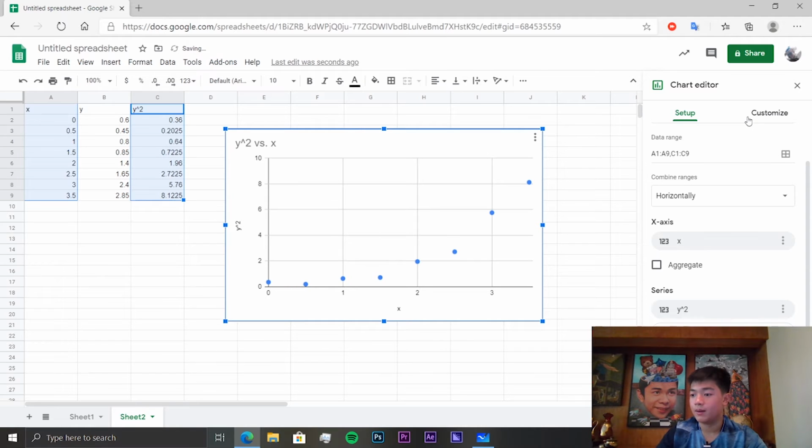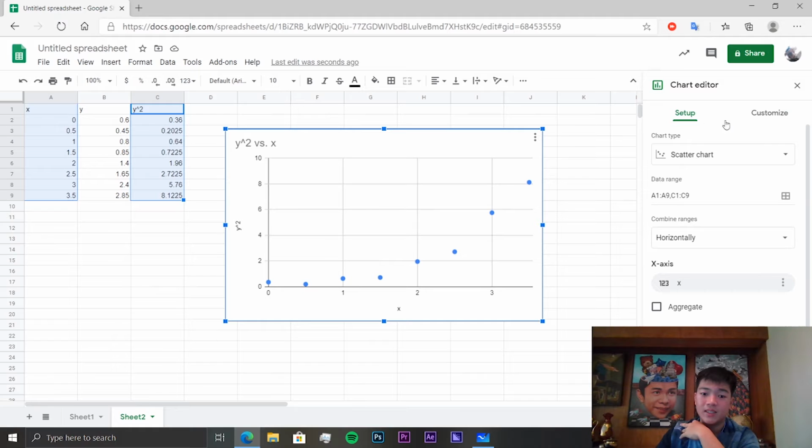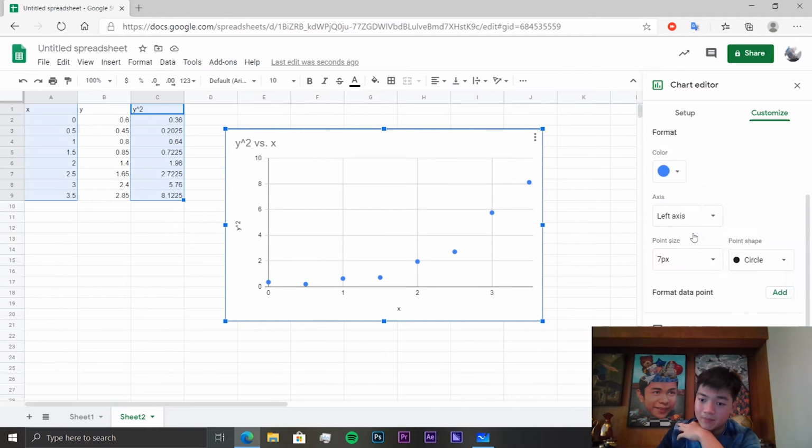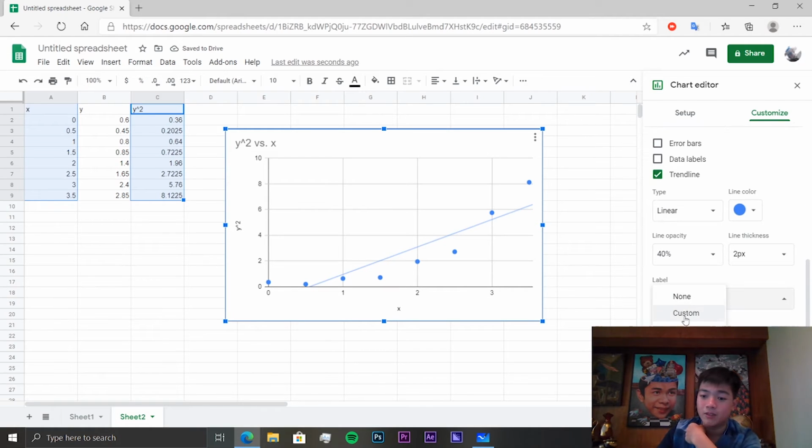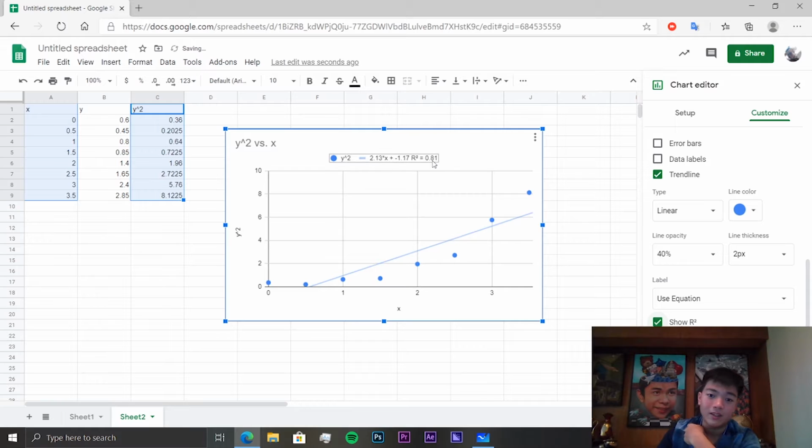And draw a regression line of y squared against x. Okay. This doesn't exactly look like a linear relationship, but let's just draw a regression line. Trend line, linear, and then we can show the label and show r squared. R squared is actually 0.81, which is not bad actually. I'd expect it to be a lot worse, but so that gives our r value as around 0.9. That's pretty good.